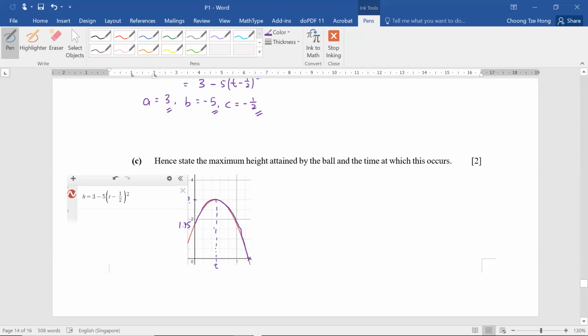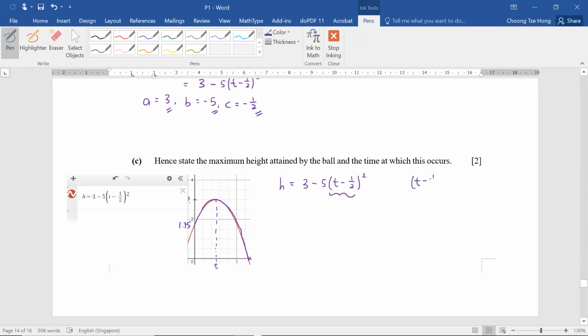Of course, we can't use decimals to plot out a graph and then use the graph to tell us the value of the maximum height and the time. But we will be able to tell from the equation in the completed square form. So the answer that we got for part B is this.